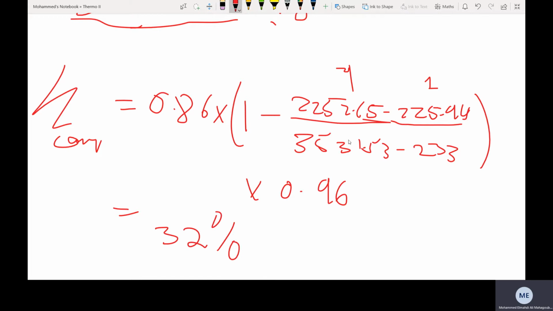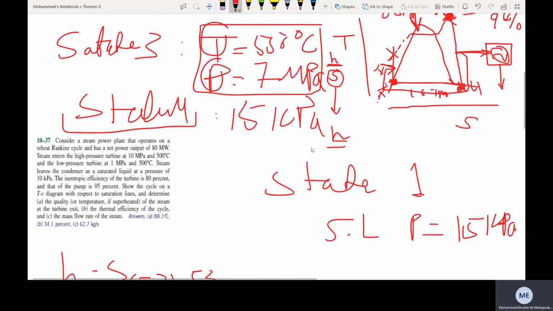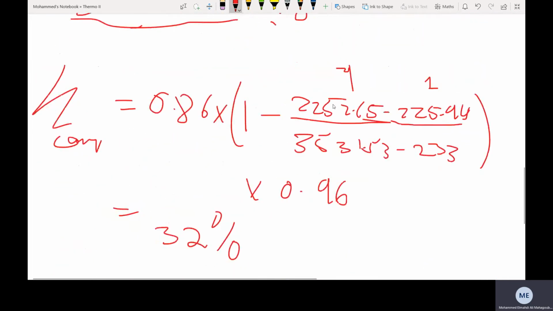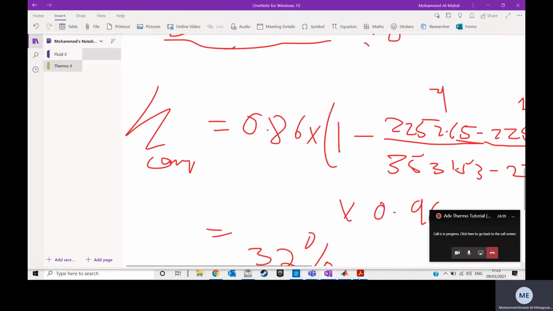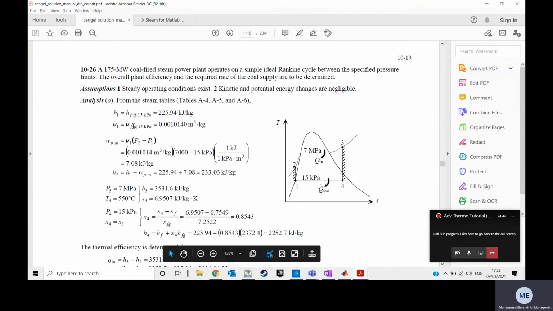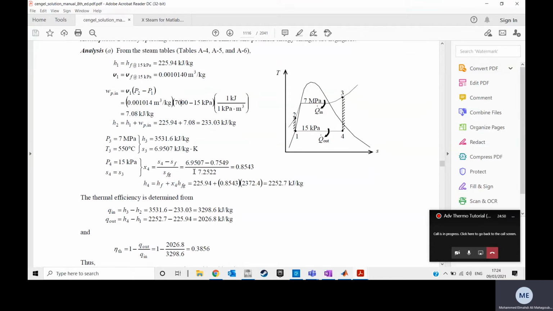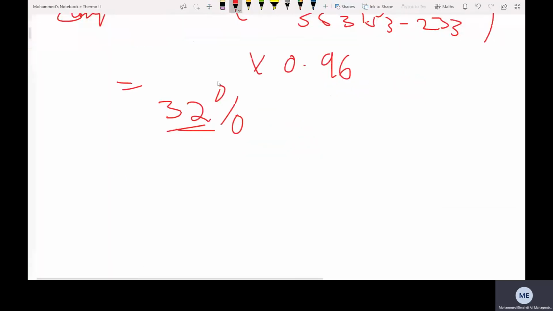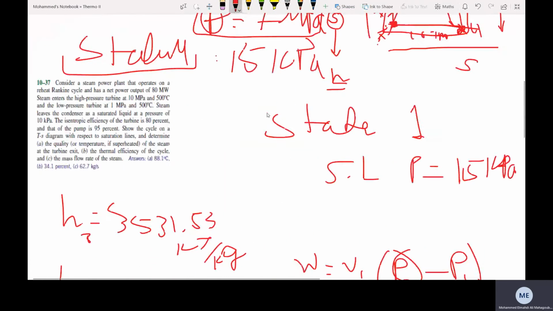So let's check it from the answers. I guess the final answers are written in the question there. So it is 31.5. Of course, we didn't do much approximation. We multiplied everything together. If you look at the solution manual for this question, he did the approximation for the pump work, v(P2 minus P1). So our answer is going to be a little bit different. But again, this is an acceptable range, only 0.5%.